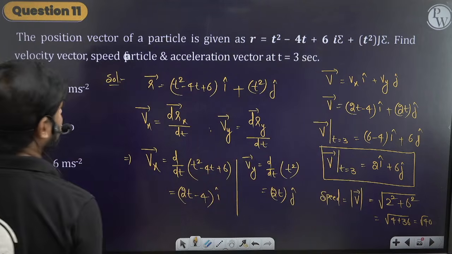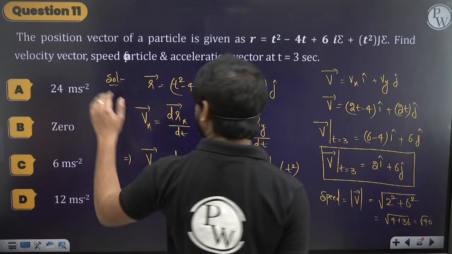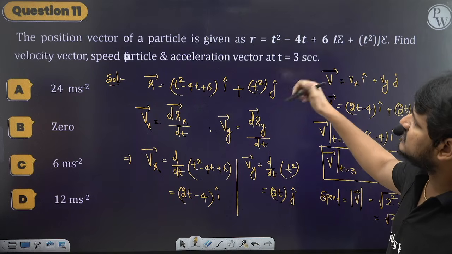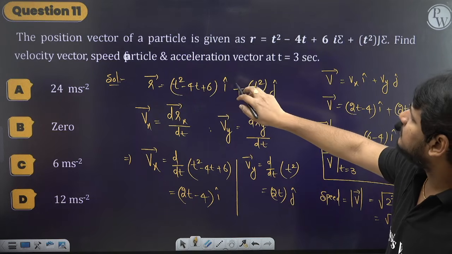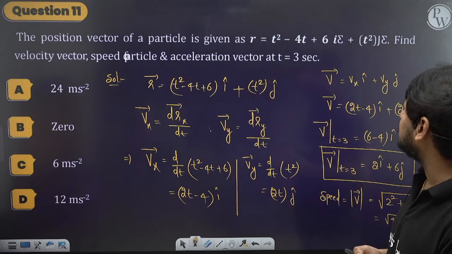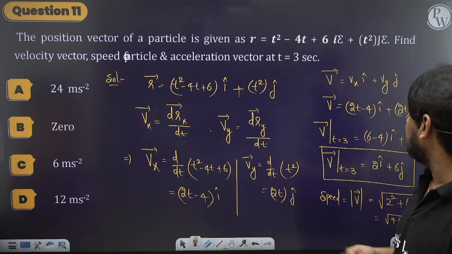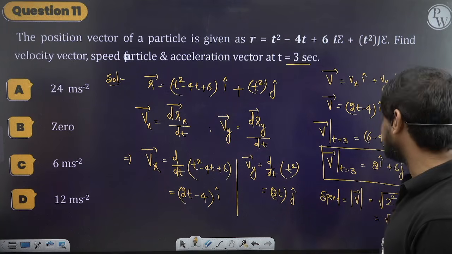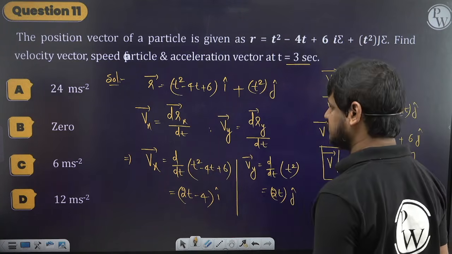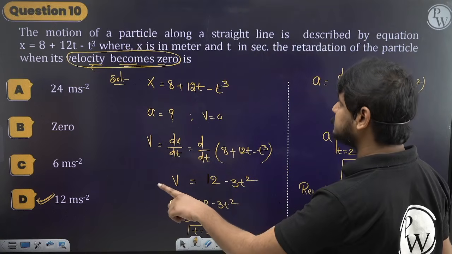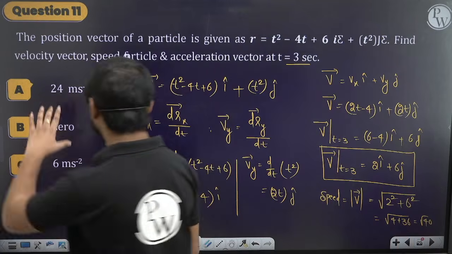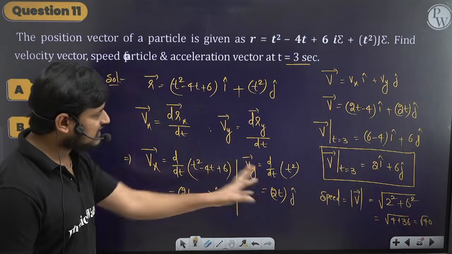Then the acceleration of the particle. Options should not be there because they asked us 3 questions, right? Find the velocity vector, speed of the particle and acceleration vector at t equals 3 seconds. So just don't consider the options, guys. For this question there should not be any options. I guess the previous question's options were kept here directly, some printing mistake. So don't take the options for this question. Just directly solve the question.